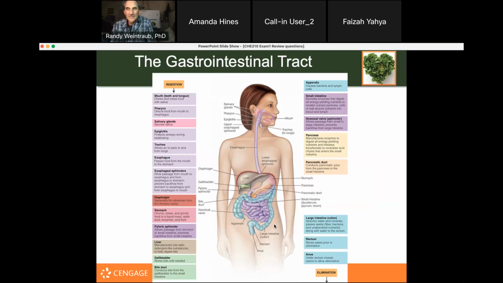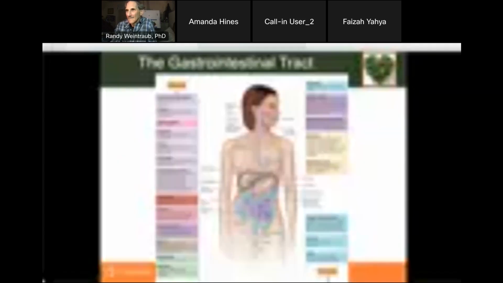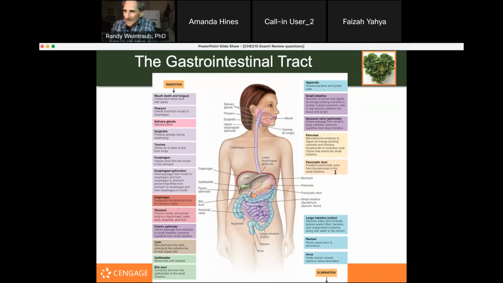Another really great graphic to spend some time studying what's happening: where does it start, which organs, where, on what macro or micronutrient. So important here, the vocabulary, like chyme, and mentioning things like pancreatic juice.